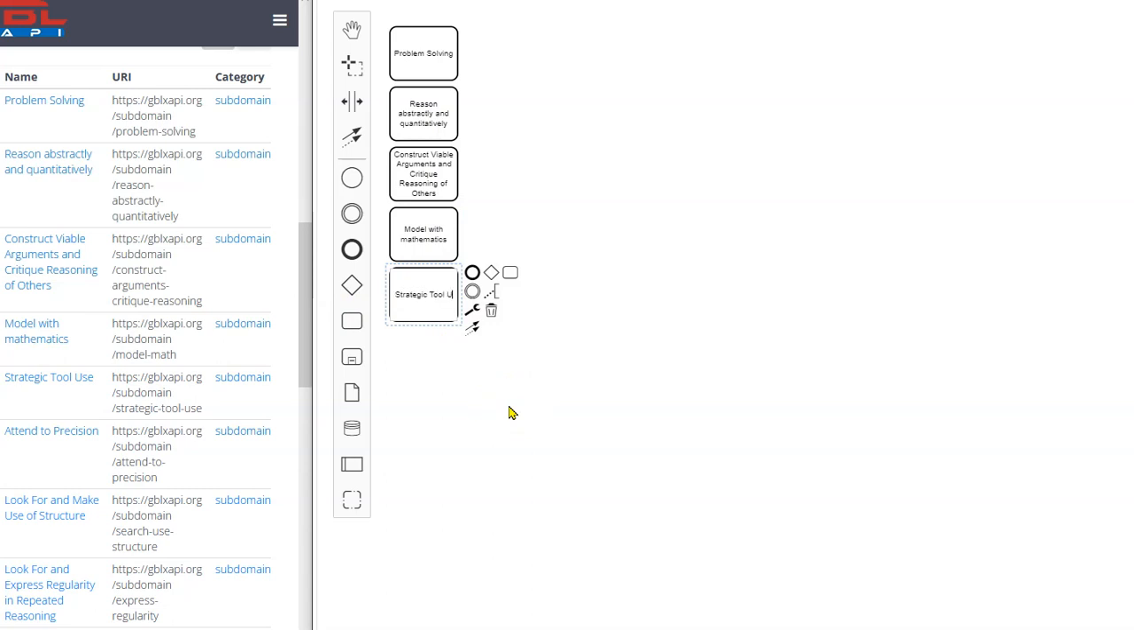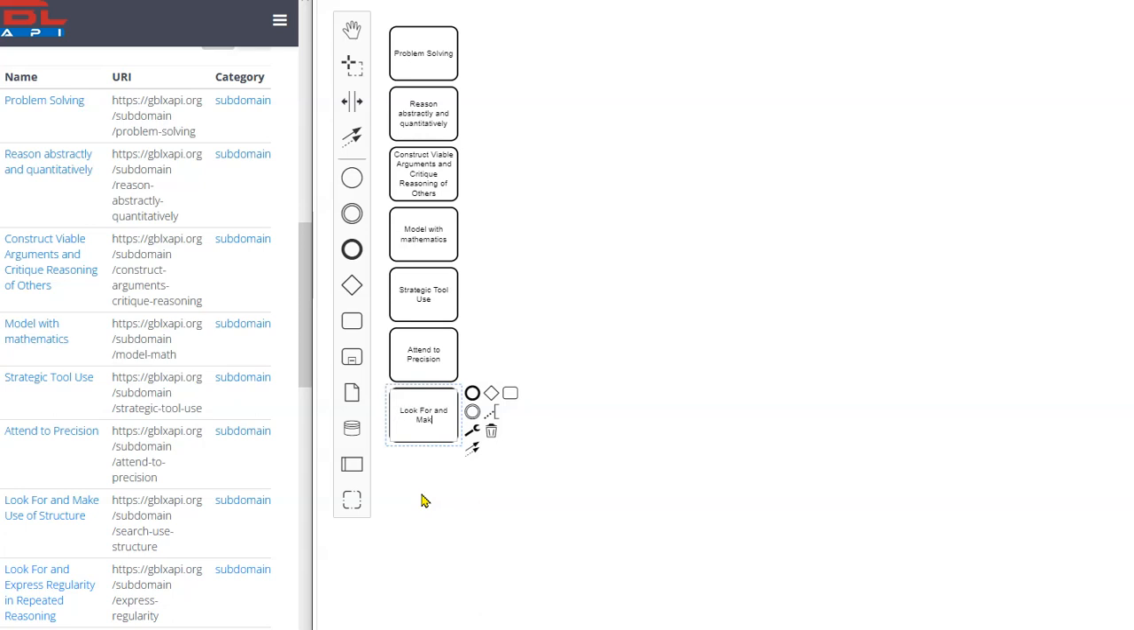Strategic tool use. There's tools for every discipline, and you use them strategically. Attend to precision. Every area has a scale. How precise do you want to be with your language or your subject that you're speaking of or writing about?